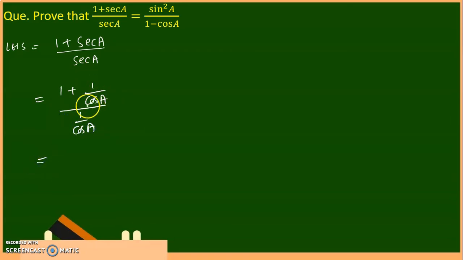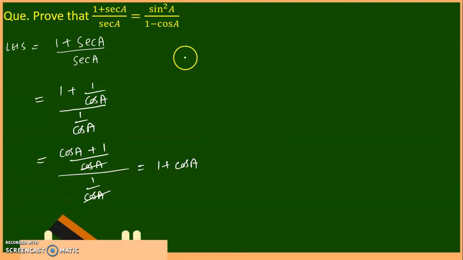Now here in the numerator, if you take the LCM, this becomes (cos A plus 1) upon cos A, divided by 1 upon cos A. So here this cos A is cancelled out. So on the left hand side we get 1 plus cos A.